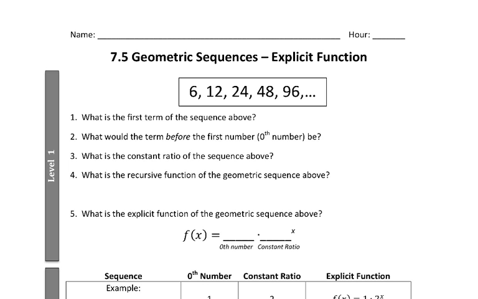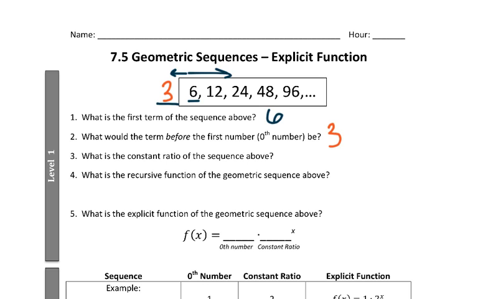What is the first term in the sequence above? Awesome, it's a 6. We knew that. What would the term before the first term be? Well, to figure out what that number is going to be, I'm going to have to know what the pattern is. How am I moving from one number to the next? Well, to go from 6 to 12, that's either multiplying by 2 or adding 6. To go from 12 to 24, that's multiplying by 2 or adding 12. So it seems to me like we're multiplying by 2. If I'm multiplying by 2 to move this direction, I need to divide by 2 to go this direction. So the 0th number in this case would be a 3.